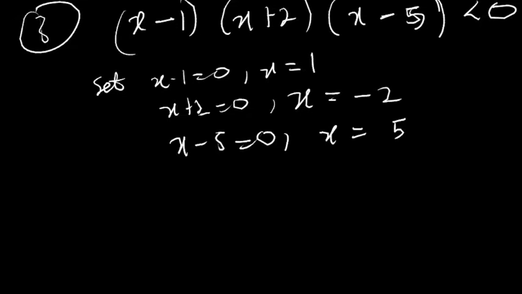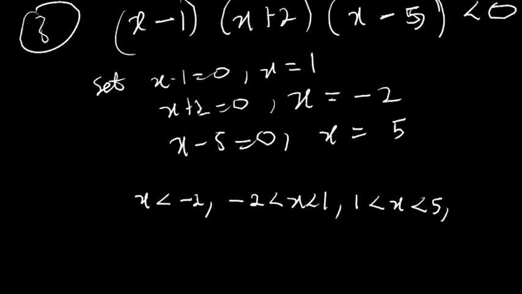That means you write x less than minus 2. Now, after minus 2, what do we have? 1. Then you write minus 2 less than x less than 1. After 1, we have 5. You write 1 less than x less than 5. Then finally, after 5, we didn't have anything. That means we are going to end it with x greater than 5.